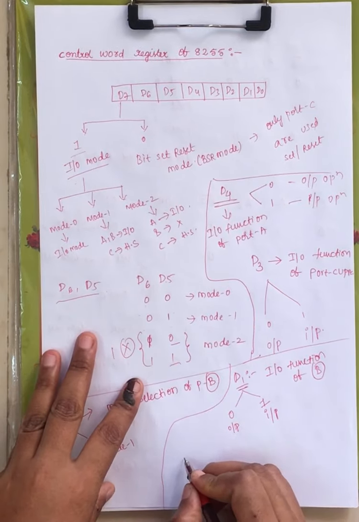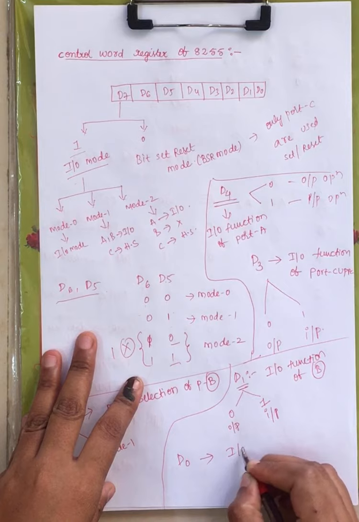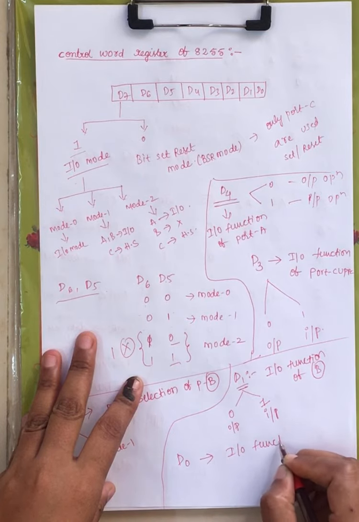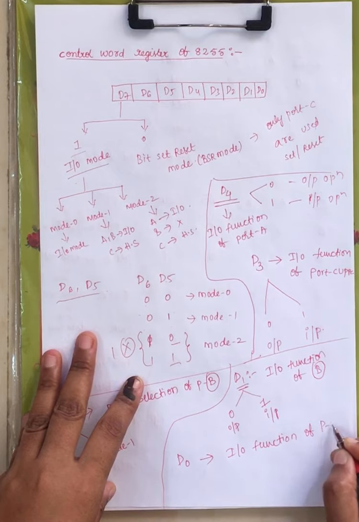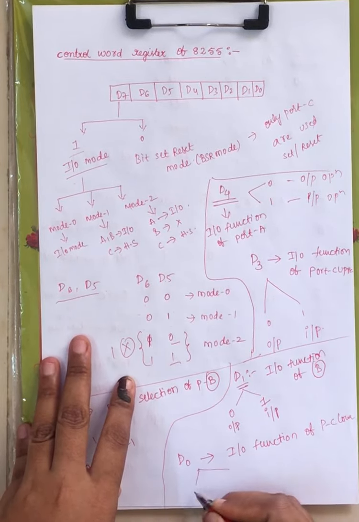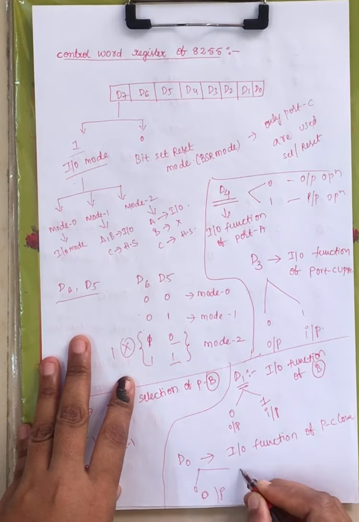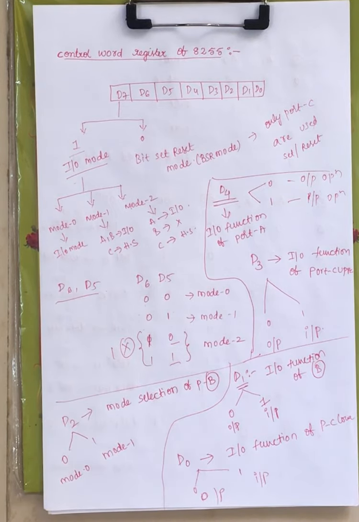And next we have D0, the last bit. Now this specifies the input or output function of what is left out, port C lower. For 0, it indicates output operation. For 1, it indicates input operation. Now this is about the control word register of 8255.